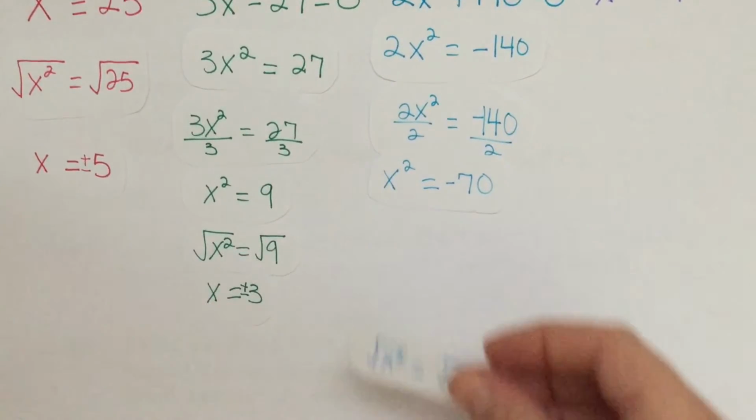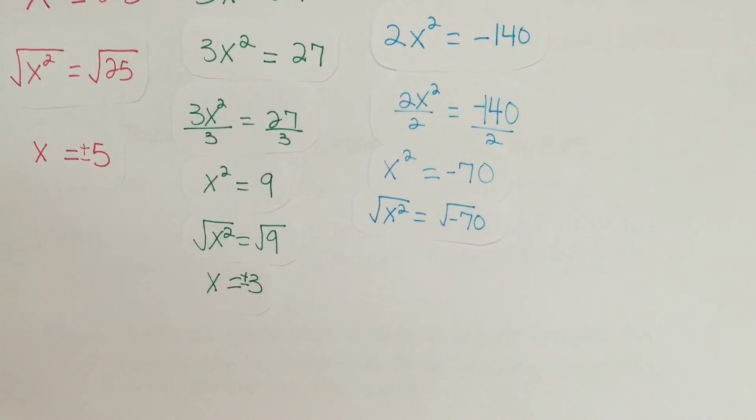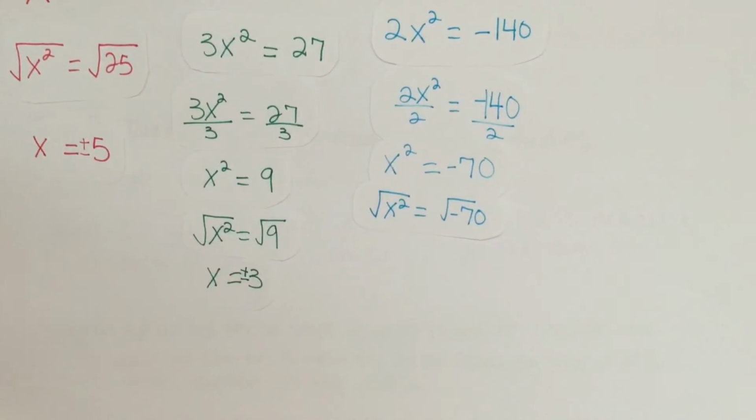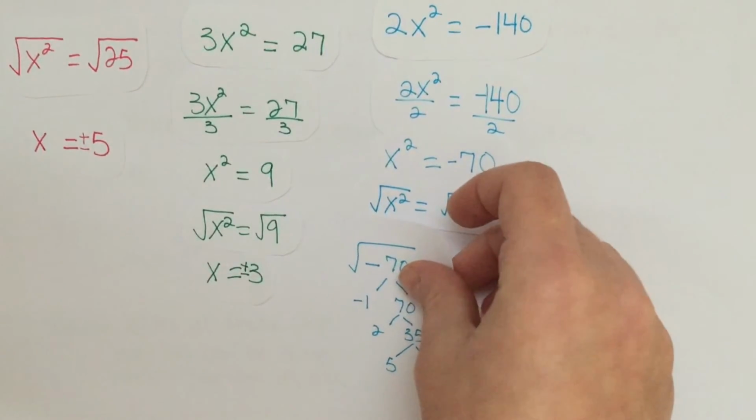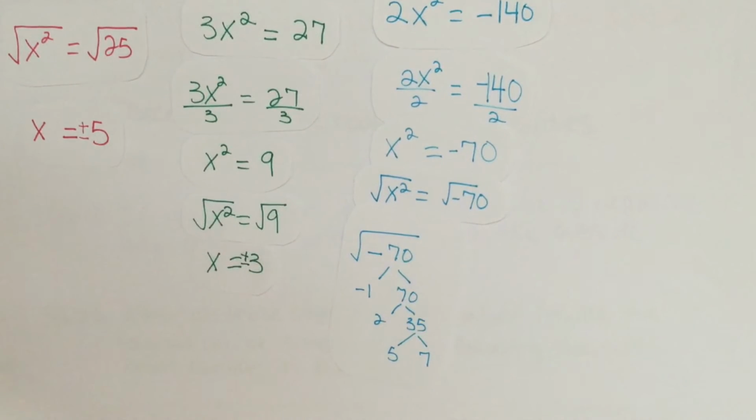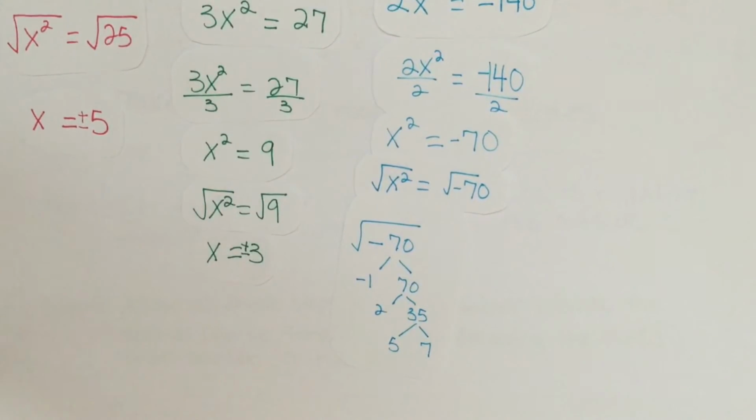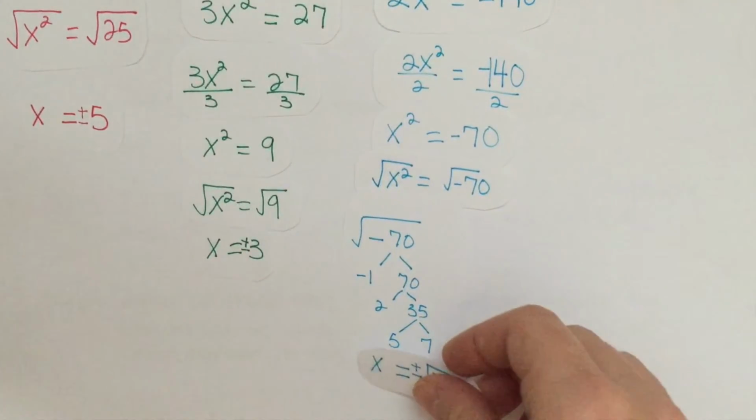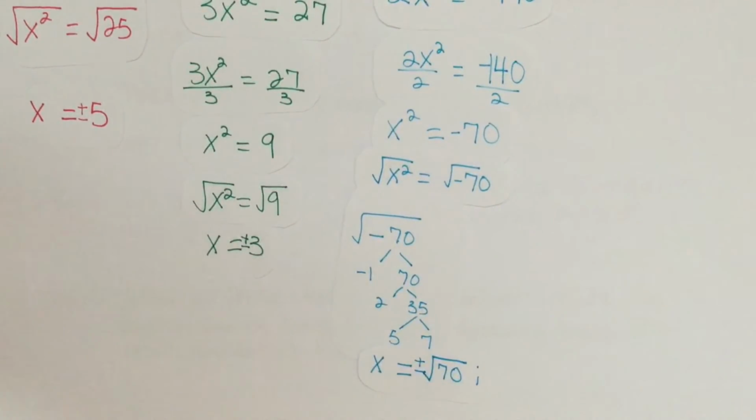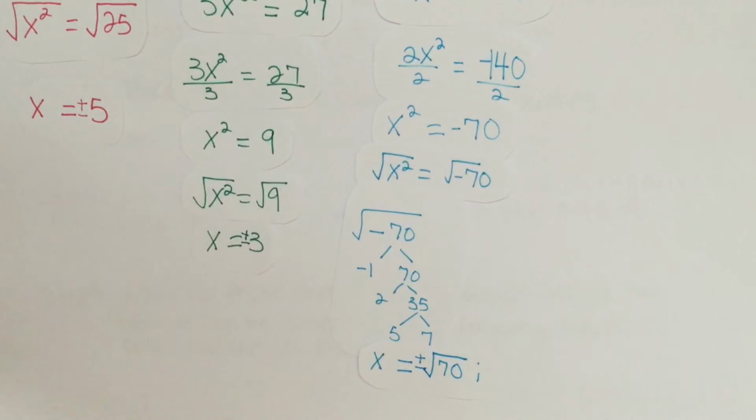But because negative 70 is not a perfect square, you will have to factor it. So, for negative 70, it is negative, meaning you have to pull out a negative 1 and 70, then 2 and 35, and then 5 and 7. This tells you that the number is actually prime, meaning that you have to keep the 70 inside, but you can pull out the negative 1 as an i. So your final answer is x equals plus or minus the square root of 70, times i.